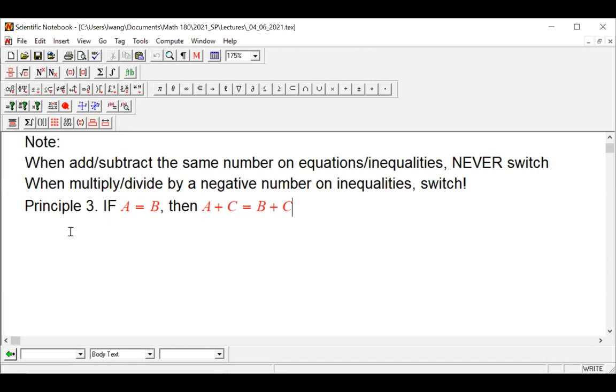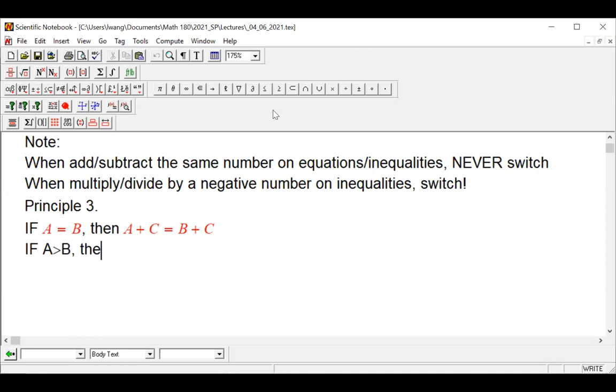Okay, it's the same thing with larger than or equal to. For example, if A is greater than B, then A plus C is going to be greater than B plus C. You're adding the same number or subtracting the same number, right? And if A is less than B, then A plus C is less than B plus C.